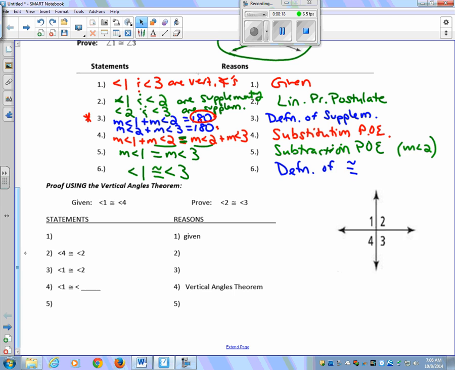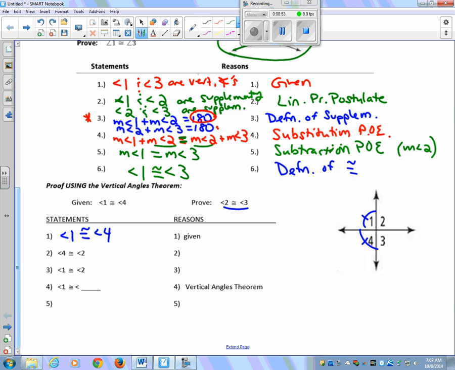So in this case, we have another proof here, using the vertical angles theorem. Within a proof, we're given that angle 1 is congruent to angle 4. So if I'm given that fact, I can come over to my diagram and I can mark my diagram: 1 and 4 are congruent. I want to prove that 2 and 3 are congruent. I don't want to mark that on my diagram because it's not a fact that I know yet. It's something that I'm trying to prove. So I'm going to start with angle 1 is congruent to angle 4, given.